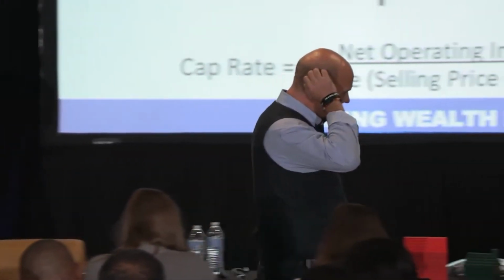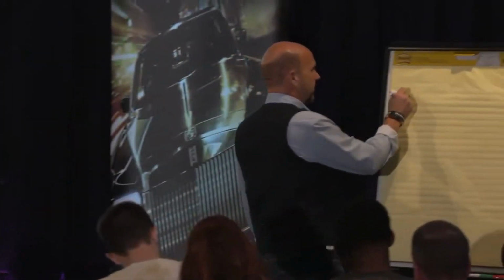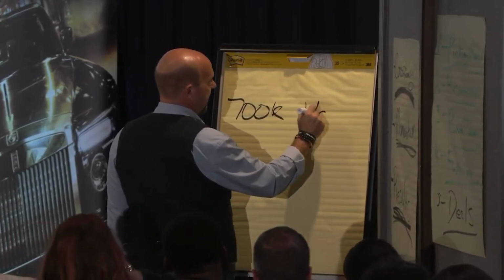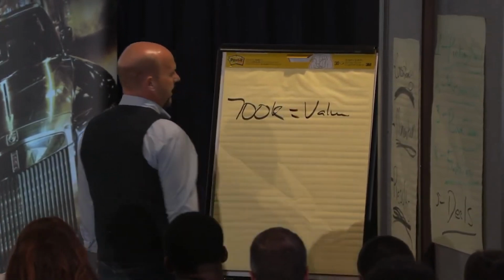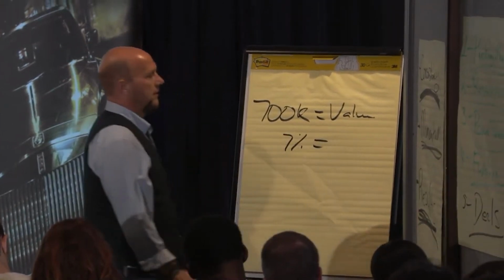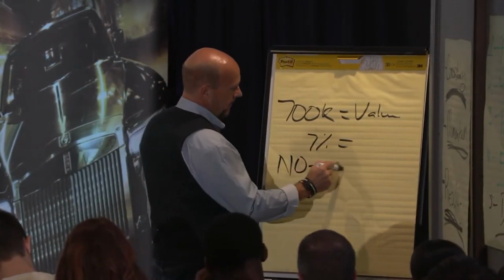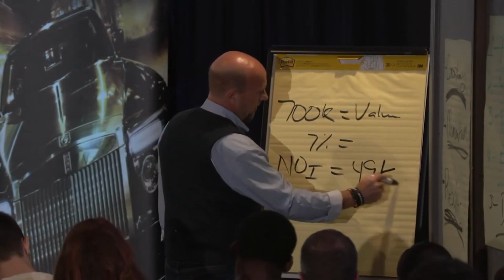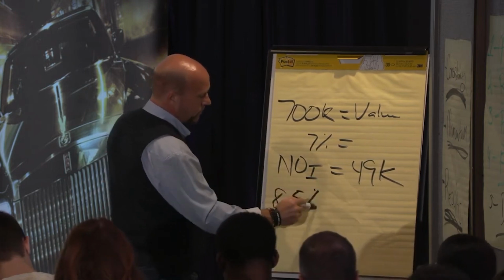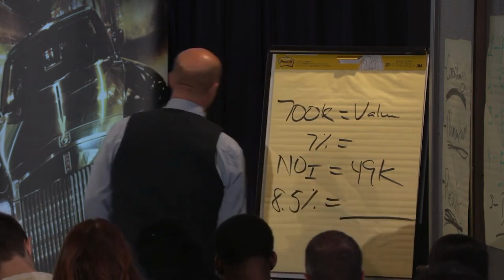All right, they want $700,000 for this deal. $700,000. That's what they want. That's what they're stating the value is. They're telling you they're selling it at a 7 cap because that's the market. So the NOI is what? $49,000. I need to buy this at an 8.5 because why? 1.5 greater tells me I should pay what for that property?